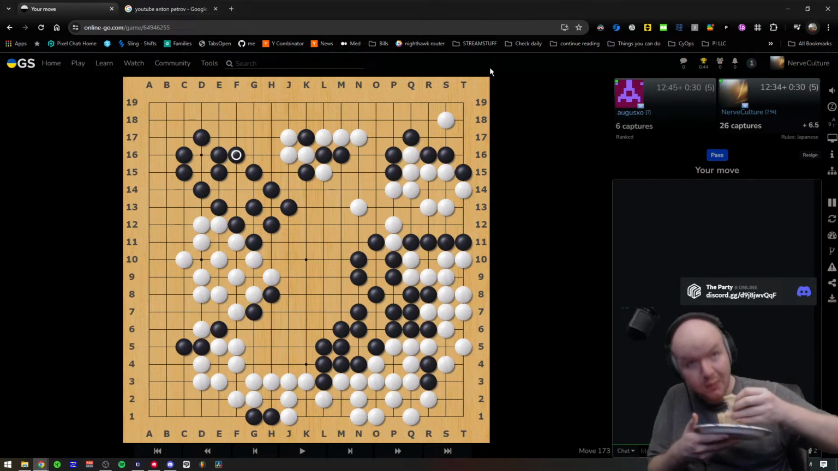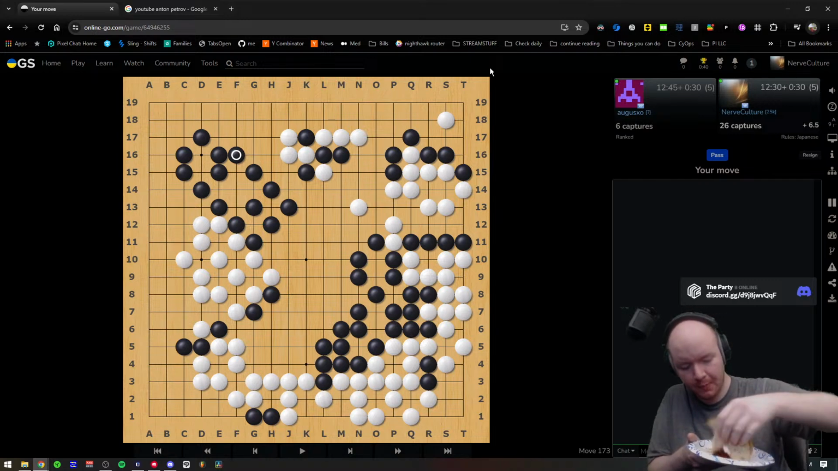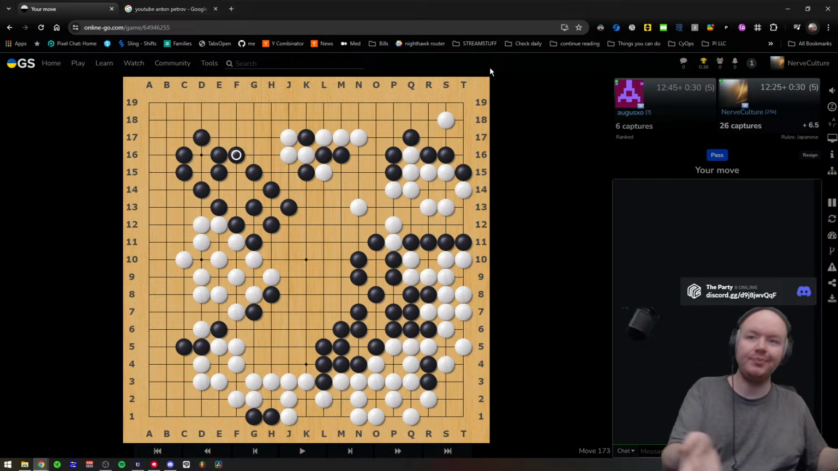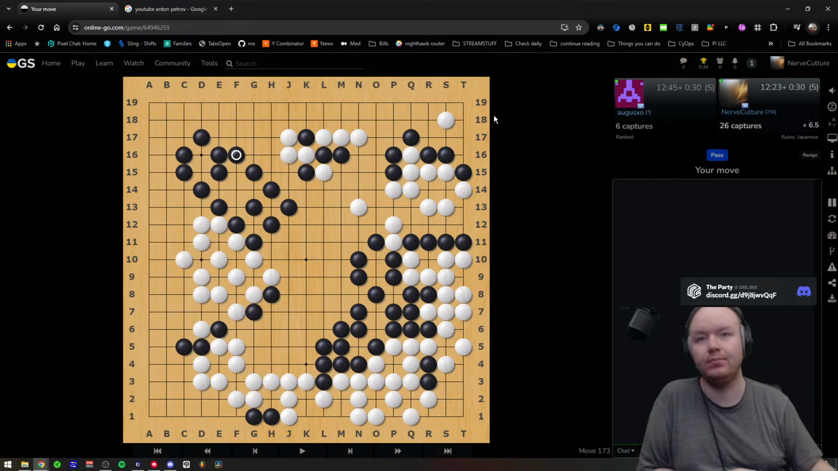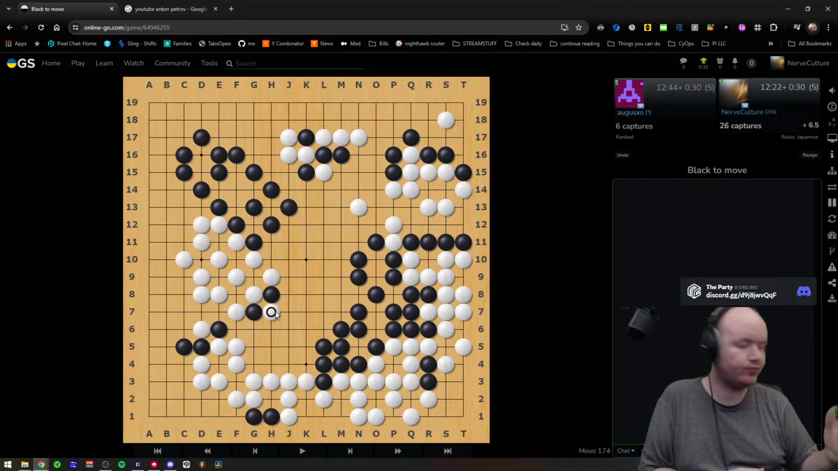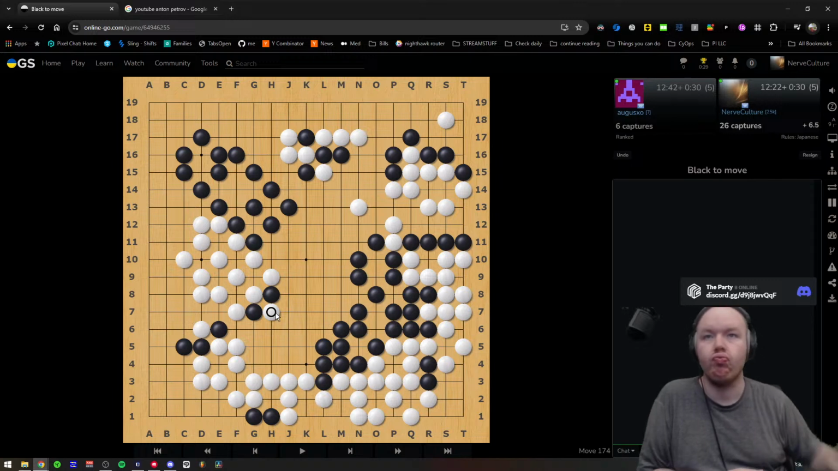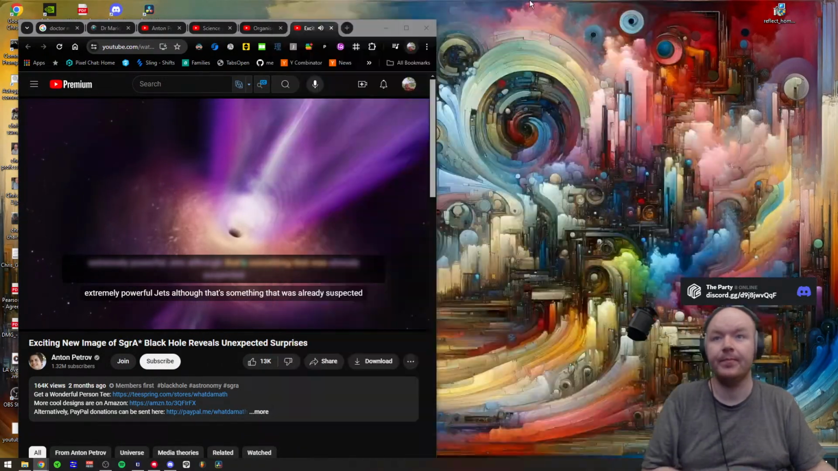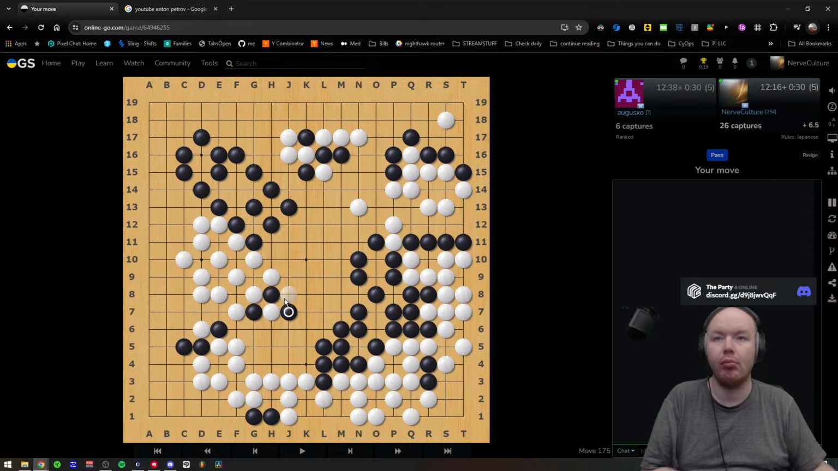More importantly, it presented evidence for what the researchers refer to as a magnetically arrested disk. Essentially here, the magnetic field was so extremely powerful that it technically had more effects than gravity. And so the combination of magnetic field lines combined with the spin of the black hole forced these magnetic lines to be so twisted, basically becoming a kind of driving force responsible for launching extremely powerful jets. Although that's something that was already suspected previously, and here we just had more confirmation.